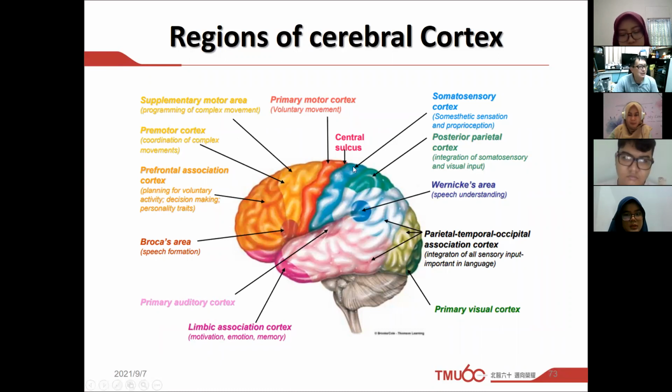And in the previous stage, there was a roughly distributed picture, and people also divide it into more regions. For example, in the frontal lobe, I told you this is the motor cortex, but it is also divided into the primary and supplementary motor areas and the premotor cortex. Another one is the prefrontal association cortex. And there's also a particular region overlapping with those regions that we call Broca's area, for speech formation.